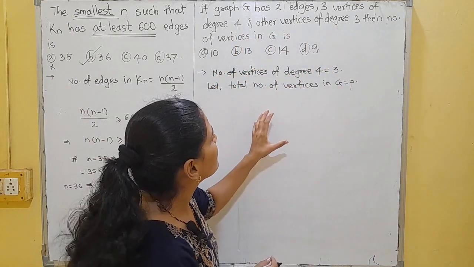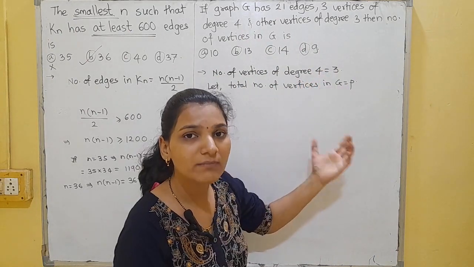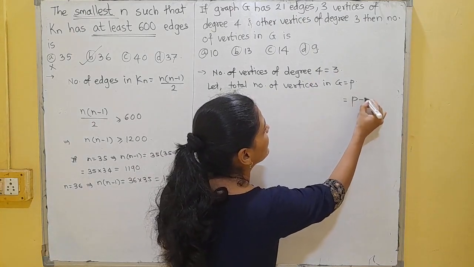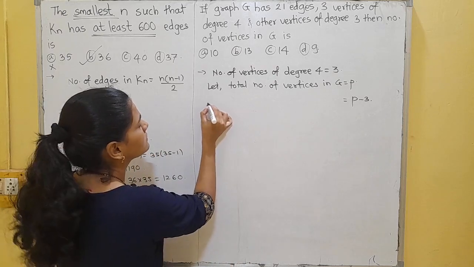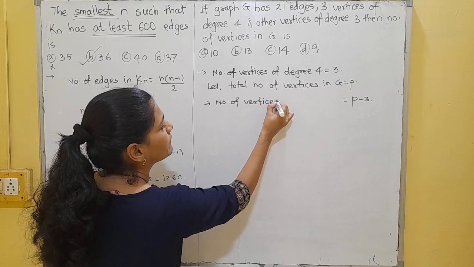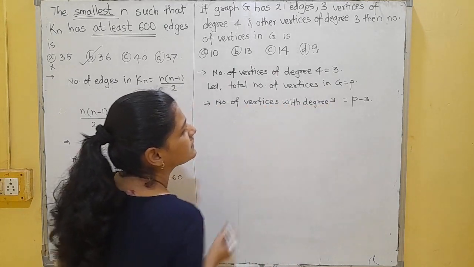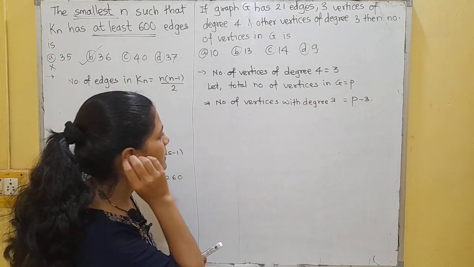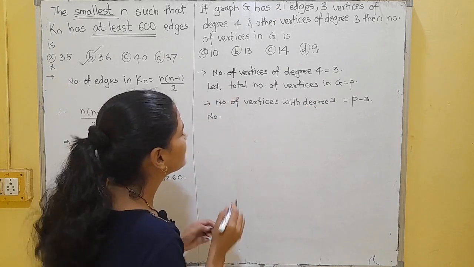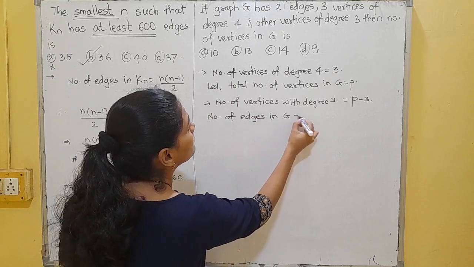They have given that the other vertices have degree 3. That means the vertices with degree 4 are 3 and all the remaining vertices have degree 3, and the remaining vertices are P minus 3. So that implies the number of vertices with degree 3 is equal to P minus 3. We know the handshaking lemma. I am writing here the number of edges also. Size means 21 edges, so the number of edges in G is equal to 21.